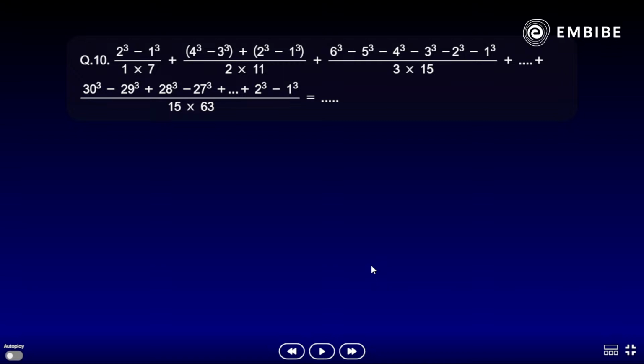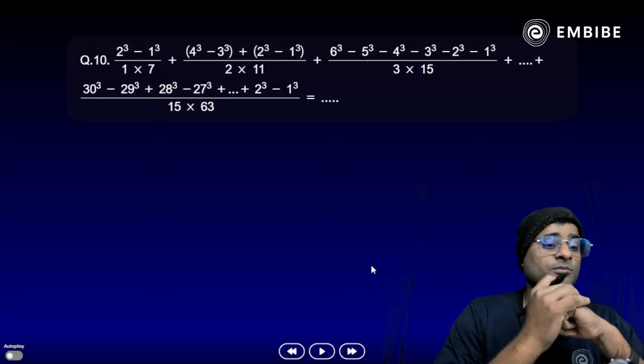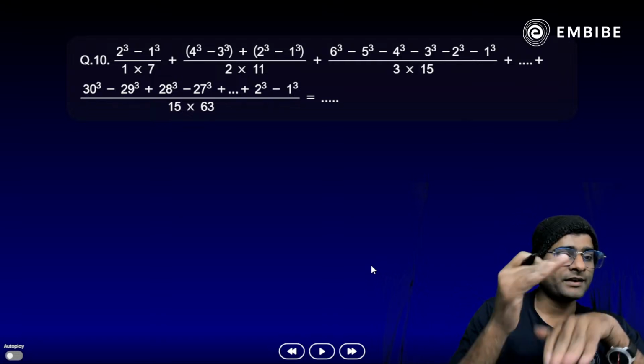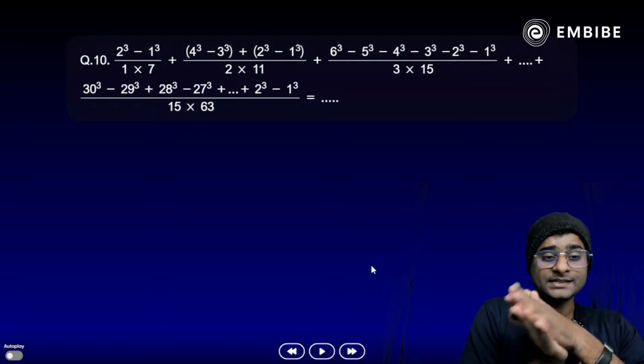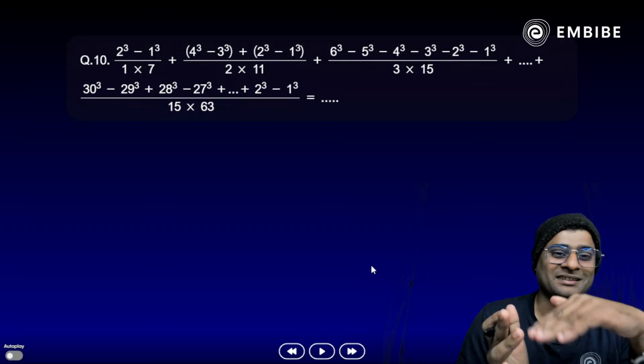Okay. So just take a look here. One by one. Question number 10. Think about it. How do we solve question number 10? Any idea? Anyone? 2 cube minus 1 cube divided by 1 times 7, plus 4 cube minus 3 cube plus 2 cube minus 1 cube divided by 2 into 11, plus 6 cube minus 5 cube minus 4 cube minus 3 cube minus 2 cube minus 1 cube divided by 3 into 15.